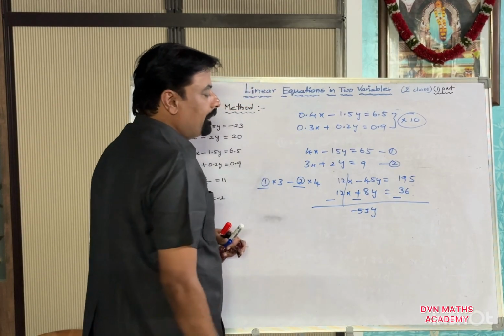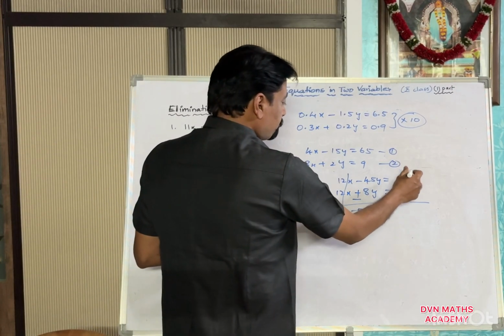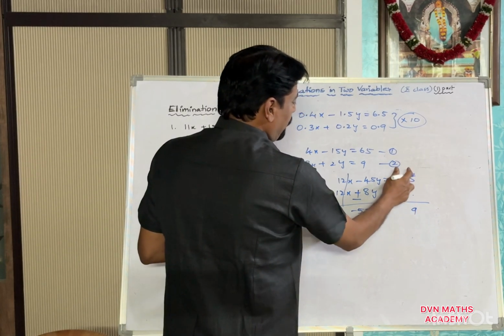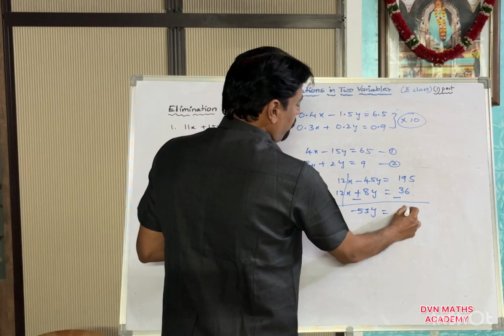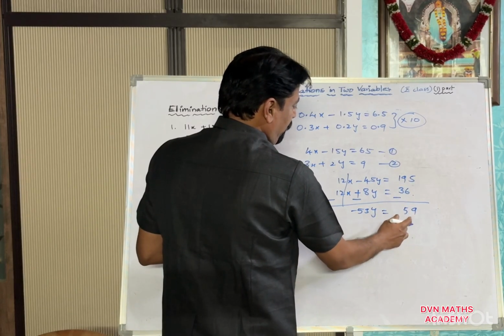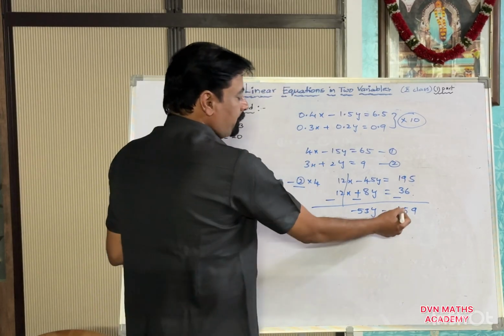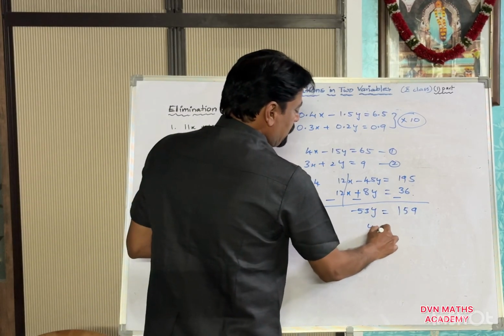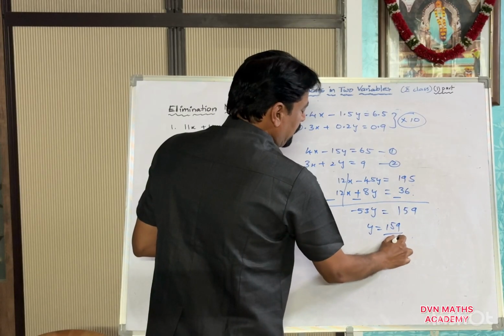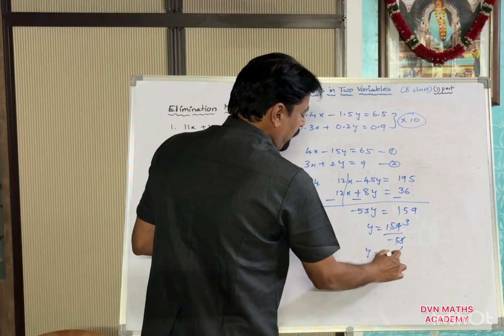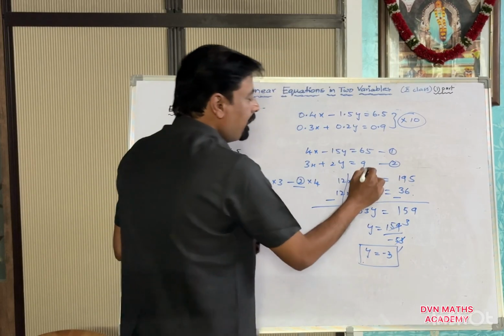Minus 53y. So this becomes 15 minus 6, it is 9, and 8 minus this, 50 minus... 8 minus 3, 5, so 159. So this is plus 159. So y is equal to 159 by minus 53. Ones are, threes are. Therefore, y is equal to minus 3. I got the y value as minus 3.